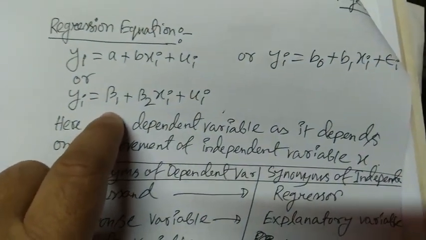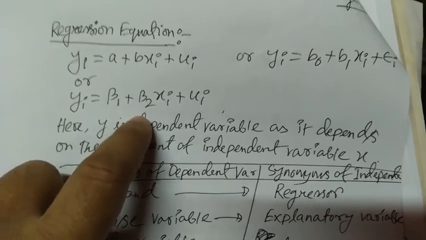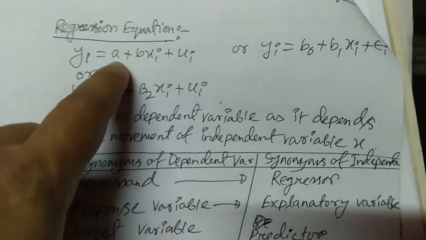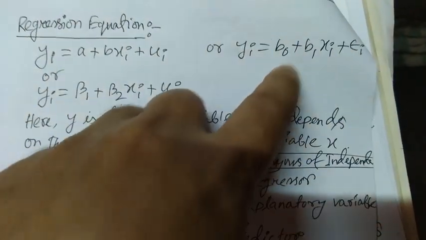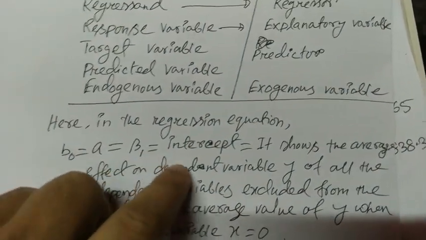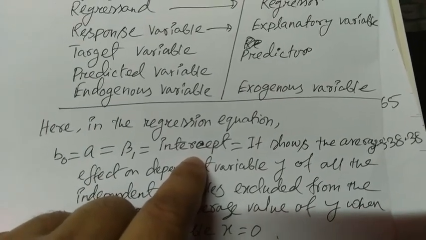Some people write the regression equation in Greek notation: beta 1 plus beta 2 multiplied by x1 plus the error term. So here a is similar to b0, which is similar to beta 1. These are called the intercept. Or some people call it the constant, since this is a constant value.